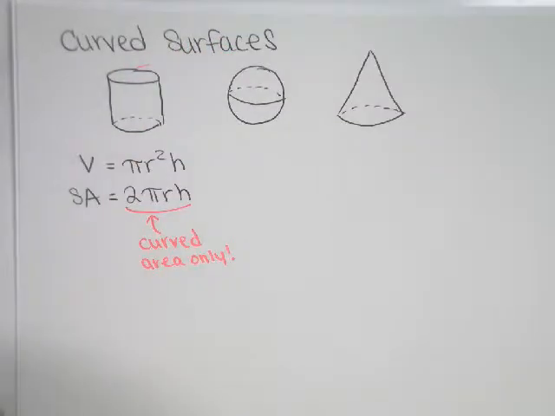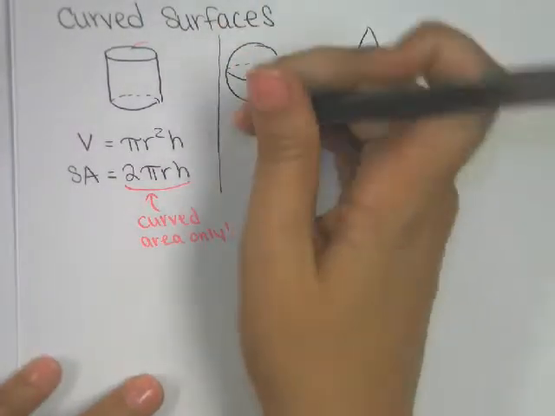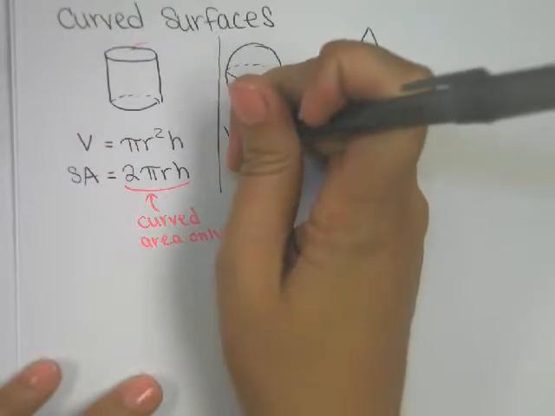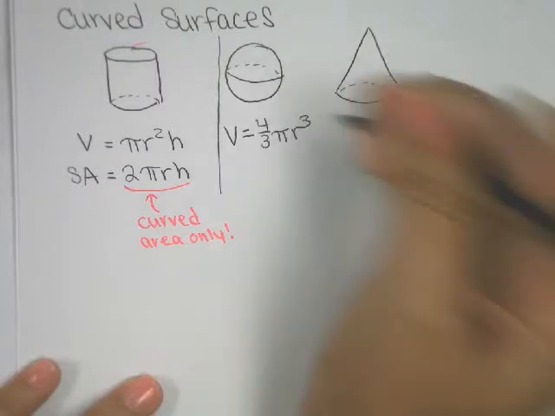It's the curved around. For your sphere, they also provide formulas for this. So for a sphere, volume is 4/3 pi r cubed.